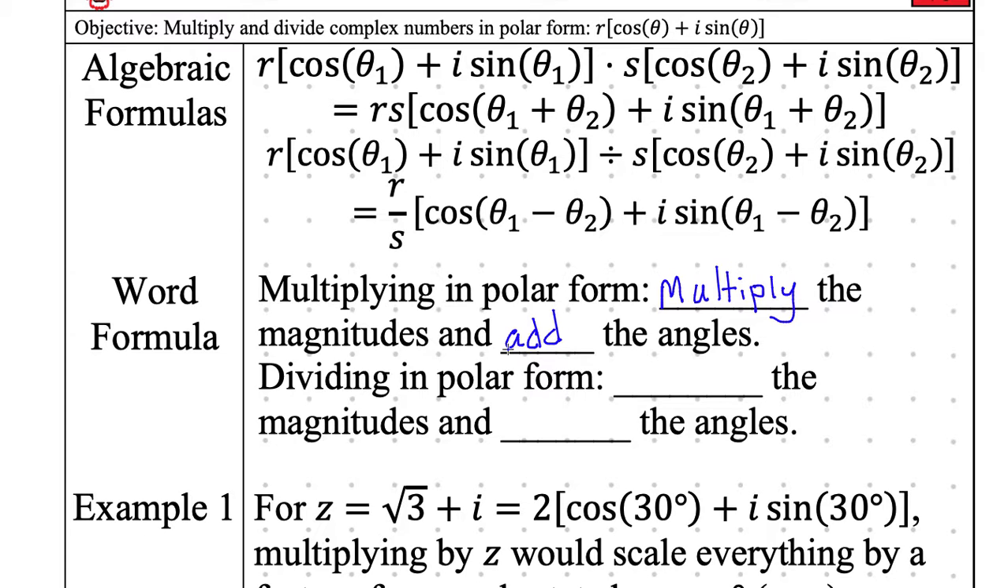What about if you're dividing in polar form? What are you going to do to the magnitudes? Andrea? Divide. And quiet raised hand. What are you going to do to the angles? Eva? There it is. That's it. That's all of today's lesson.